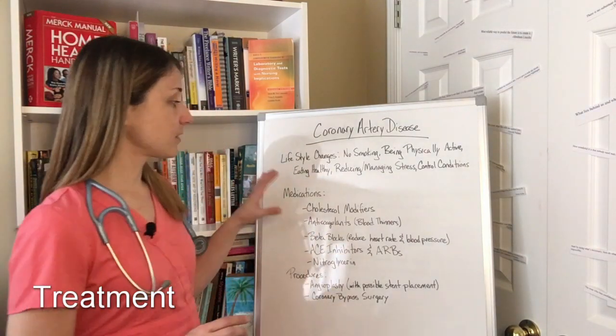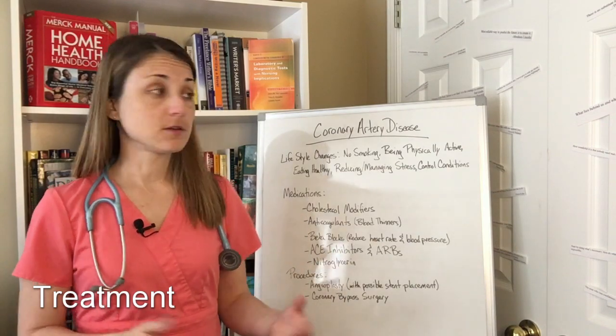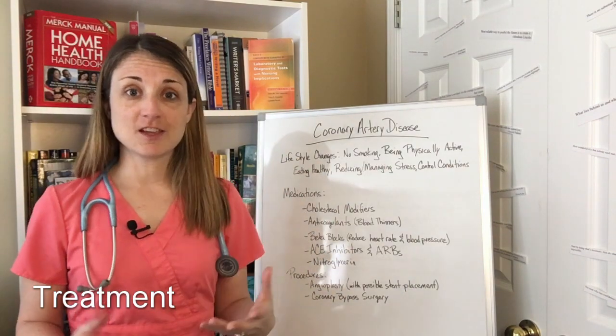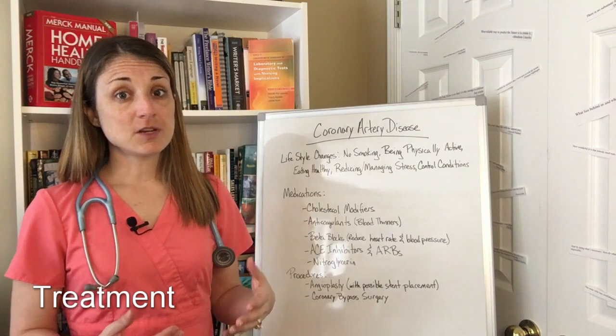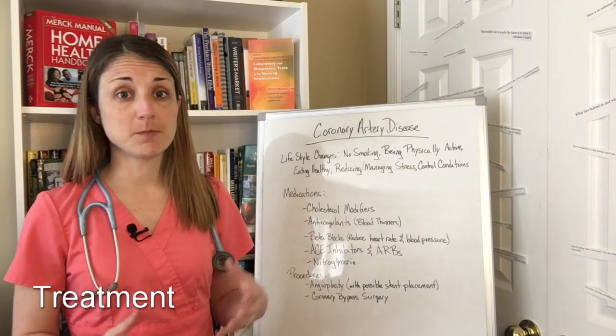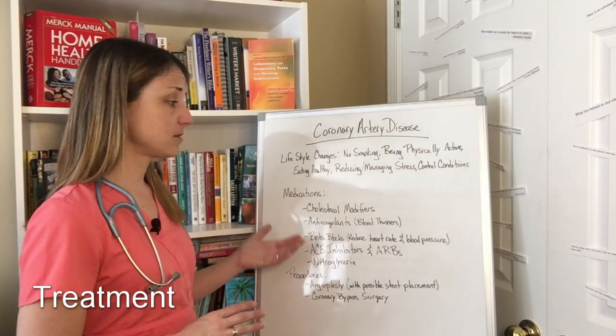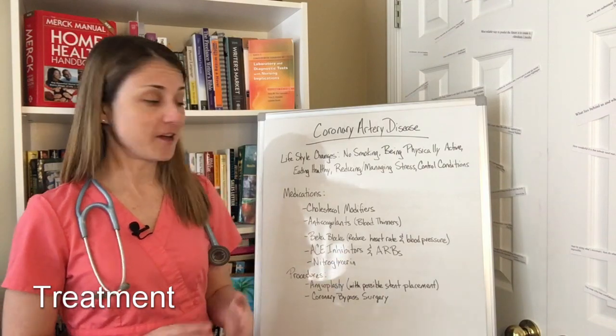And then a lot of people are going to need to take some form of medication. Some of these are only temporary until obviously the lifestyle changes start kicking in and you start seeing improvement. Other times the damage is so severe to the person's heart that they're going to need to stay on some form of medication for the rest of their life. So what type of medicines are you going to be potentially on?